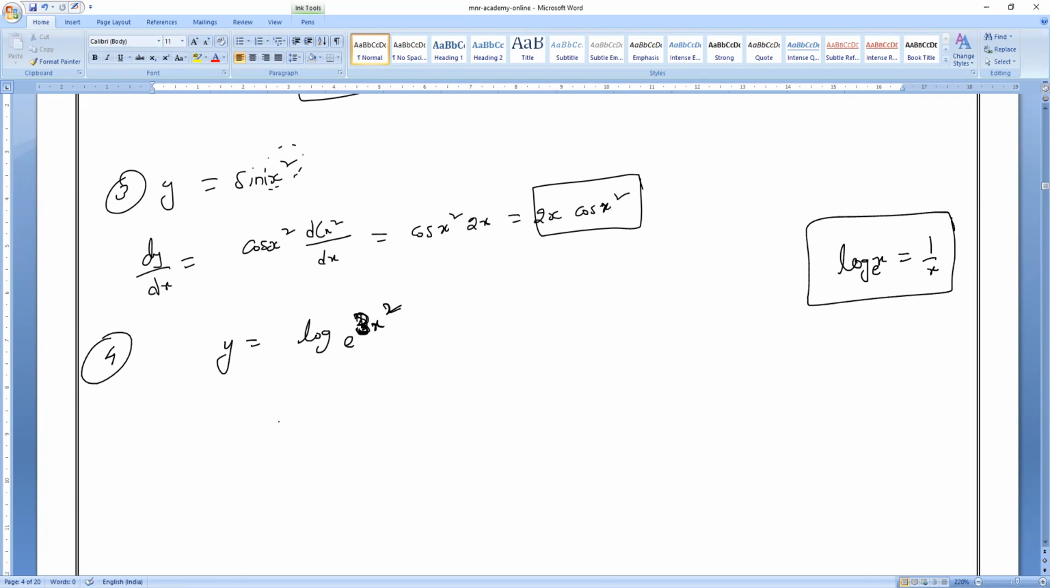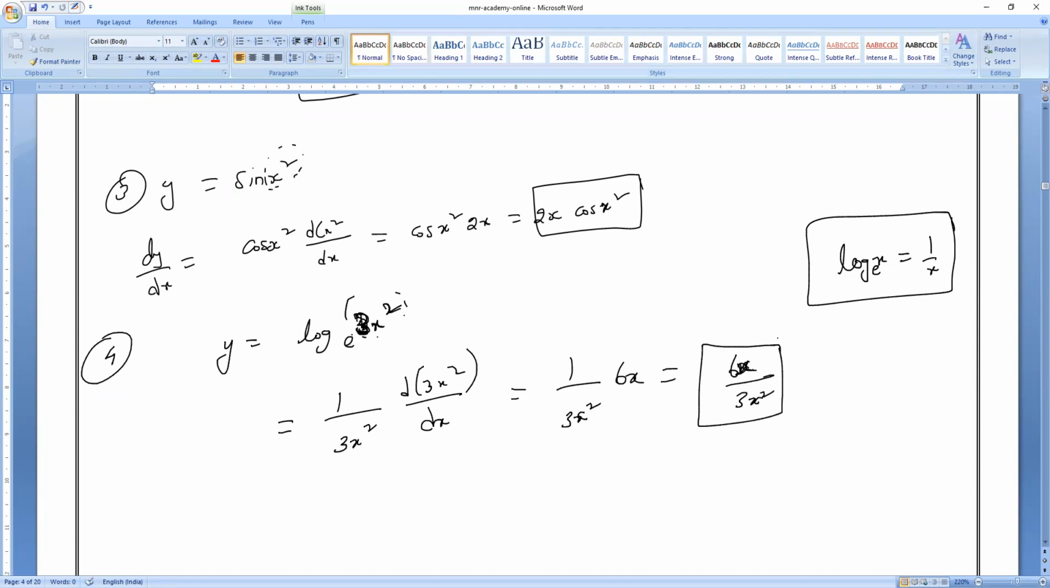Same way, this all is log. So what will come? 1 by 3x square. Again, we have to apply for this one. So apply the differentiation for this. d of 3x square by dx, what will come? 1 by 3x square into 6x. Very good, Laksha. So, 6x divided by 3x square. Understand? See, once the concept is understood, it is the easiest concept.